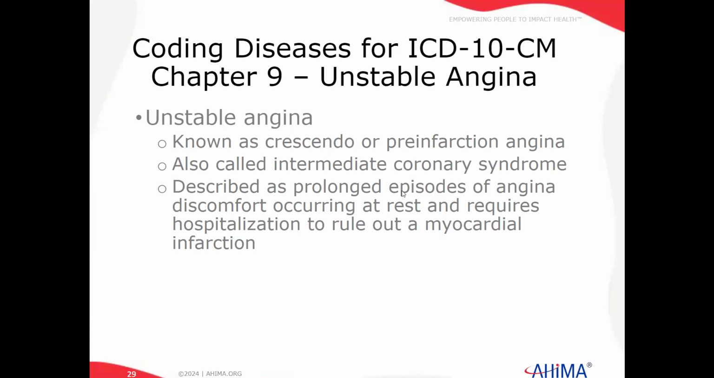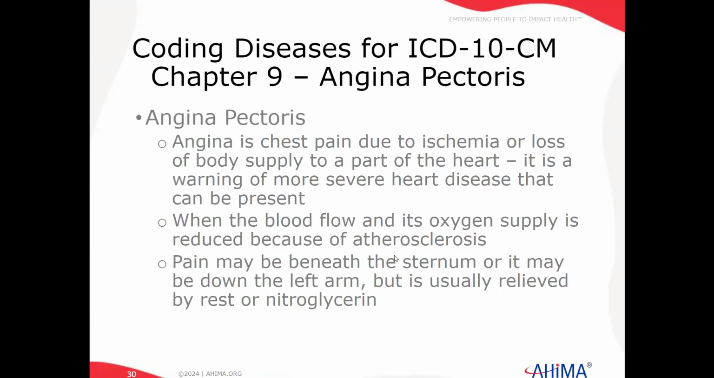And again, we see that unstable means crescendo. In other words, we get angina that happens at any time, at rest and what have you. The recommendation is that if you have unstable angina, people should go immediately to the emergency room to rule out a myocardial infarction. Angina pectoris is the chest pain that's due to the ischemia. In other words, when there's some sort of stress, there is the chest pain.